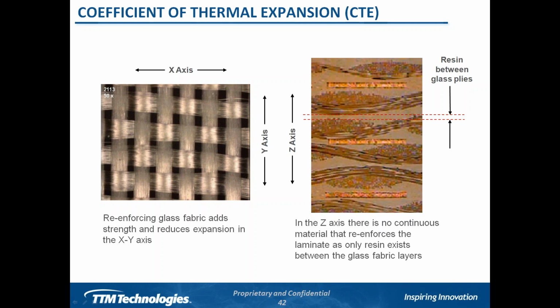Now in the Z-axis, and I show a picture of this on the right side of the screen on slide 42, there is no continuous reinforcing material in the Z-axis because we are stacking everything up vertically. So even though we have a reinforcing glass in the X and Y axis, in the Z-axis, there are areas where we will have pure resin only. And because we have pure resin only, that now allows the expansion in the Z-axis of the resin to expand at a much higher rate.